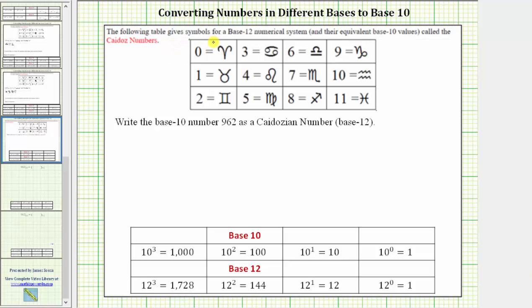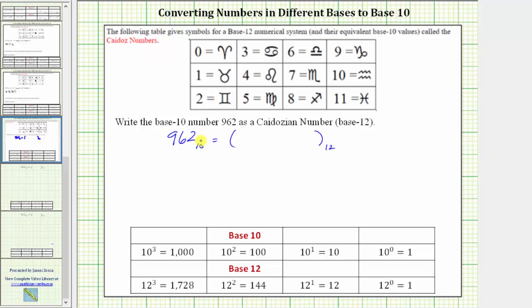The following table gives symbols for a base 12 numerical system called the Kaidas numbers. Write the base 10 number 962 as a Kaidas number, which again is a base 12 number system. For the first step, we will write 962 base 10 in base 12. Once we do this, we can determine the symbols for the Kaidas number.